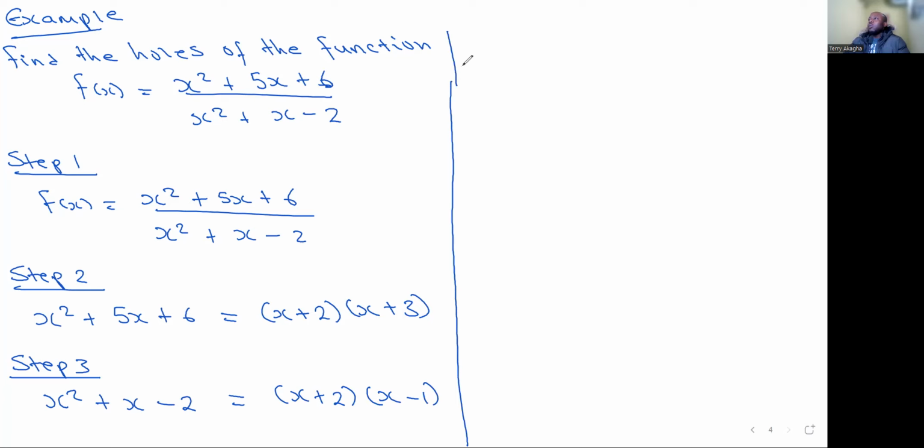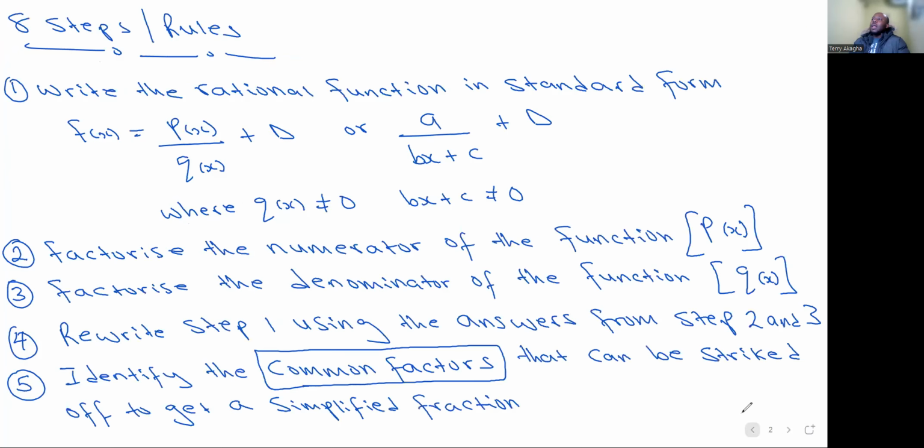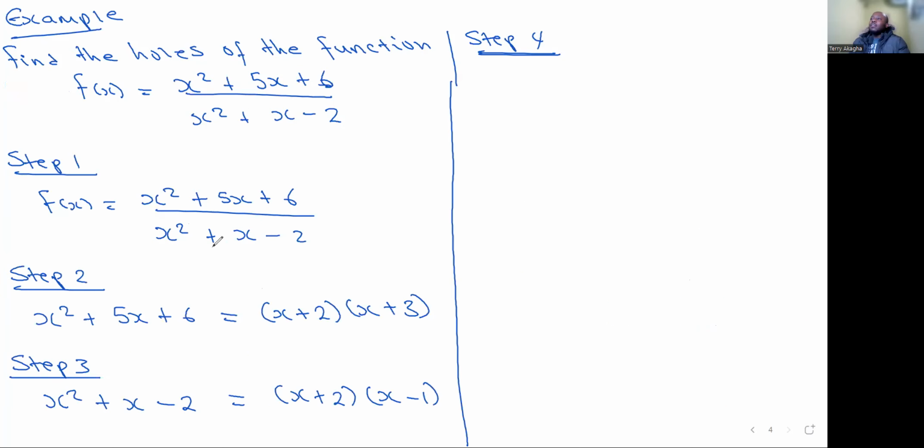Step 4 says we have to rewrite step 1 using the answers from steps 2 and 3. So instead of x squared plus 5x plus 6, I rewrite it as x plus 2 and x plus 3. Also, instead of x squared plus x minus 2, I rewrite it as x plus 2 and x minus 1.